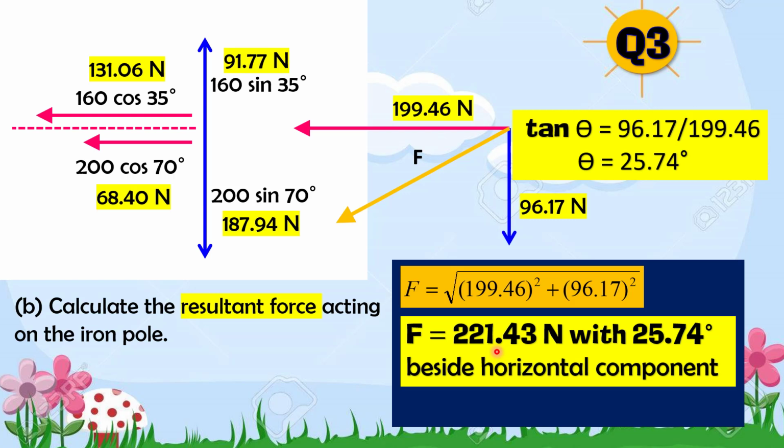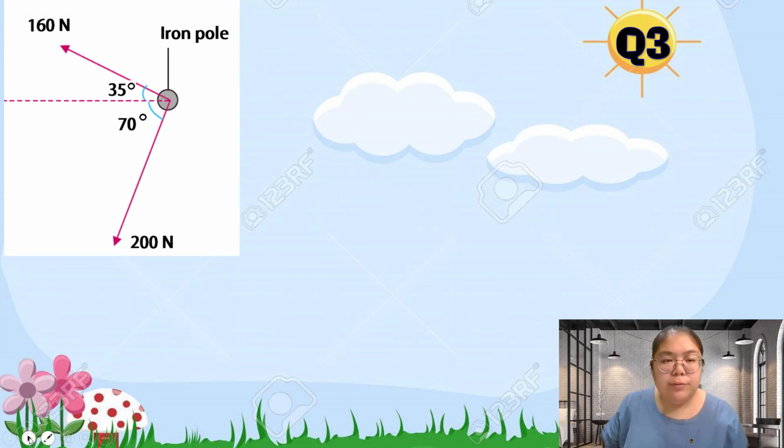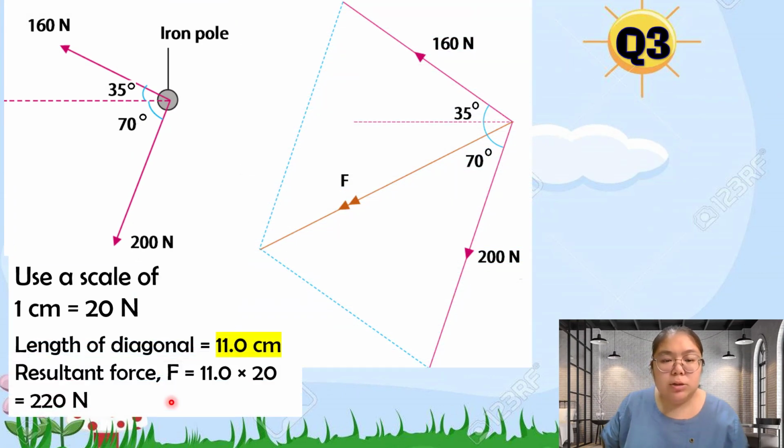So that means for calculation, we can count more detail, until 2 decimal points. But for drawing, we cannot. Drawing exactly, it's a round number. So that means for drawing, we get just 220 Newton only. So if you're using the two methods, actually the answer is almost the same. Just the calculation is more detailed. For this one, we can count the round number only.